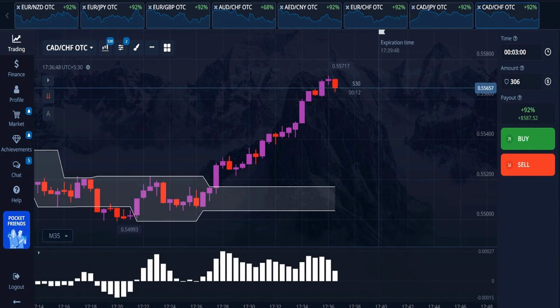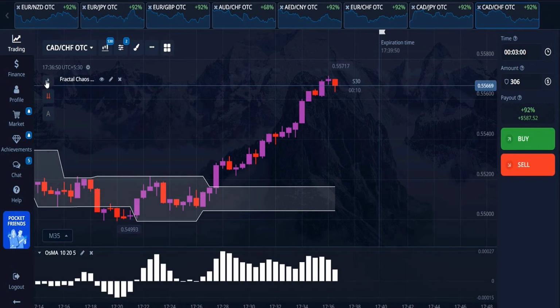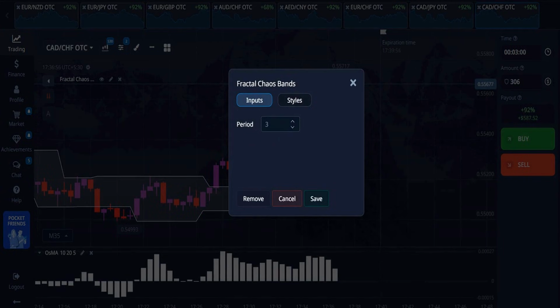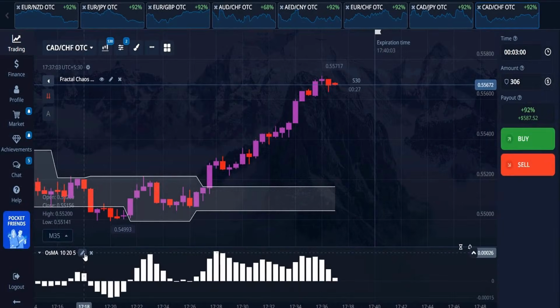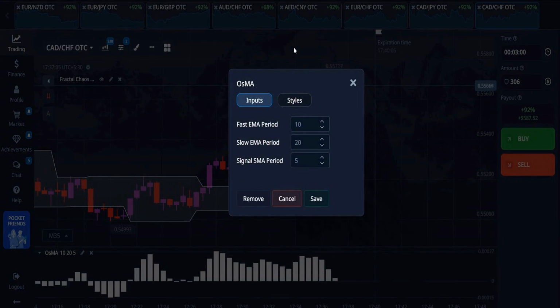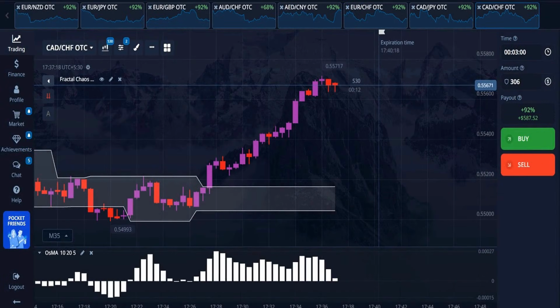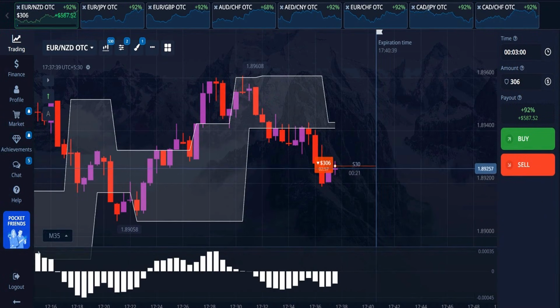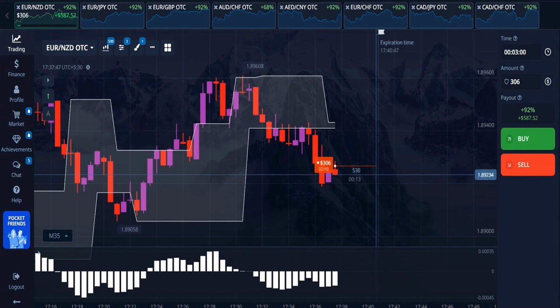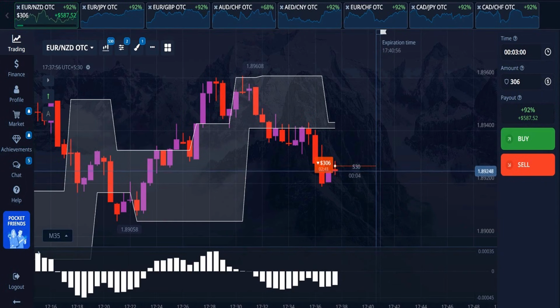Now, as promised, let's go over the exact indicator settings so you can apply this strategy correctly. Fractal Chaos Bands: period 3. OSMA, oscillator of moving average: fast period 10, slow period 20, signal period 5. Make sure to apply these settings exactly as shown. These values help the indicators respond quickly to price movements, giving you more accurate signals, especially for short-term binary trades.